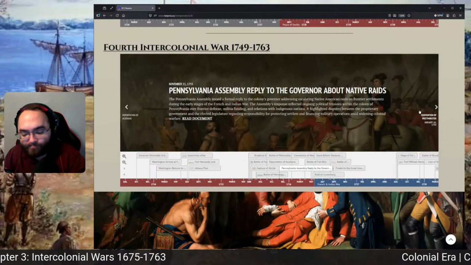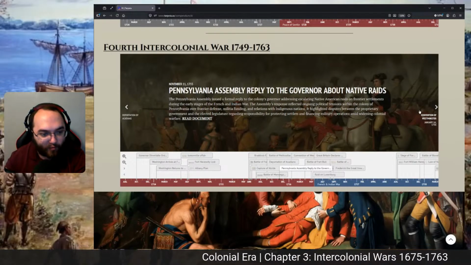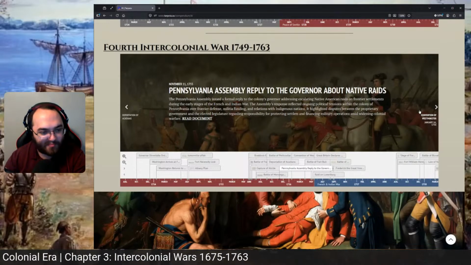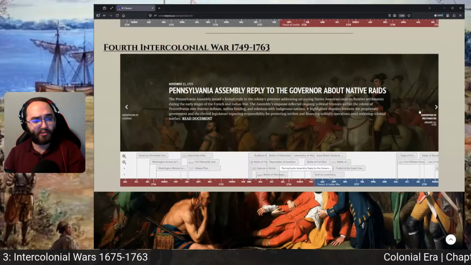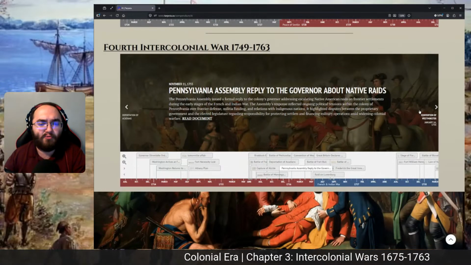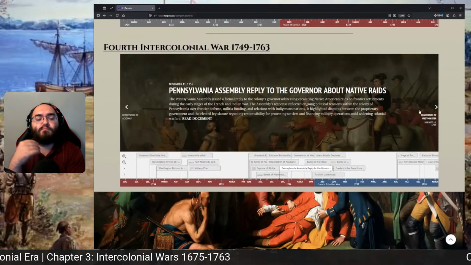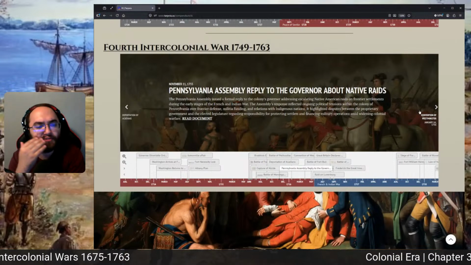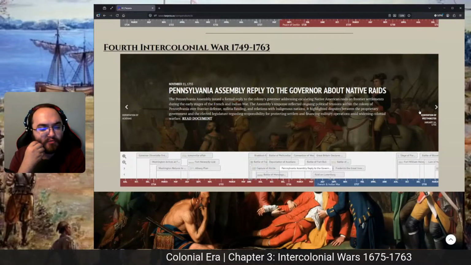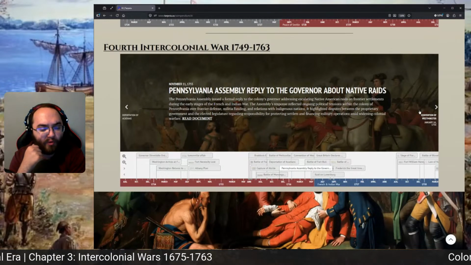During this time, you have more Native violence because, of course, I don't think there's that many times where Native Americans and British colonists were at peace with each other. And so Pennsylvania will reply to their own governor about Native raids. And the governor's not really doing too much to respond to Native raids on the frontier, while the Pennsylvania Assembly is much more concerned with the native raids.